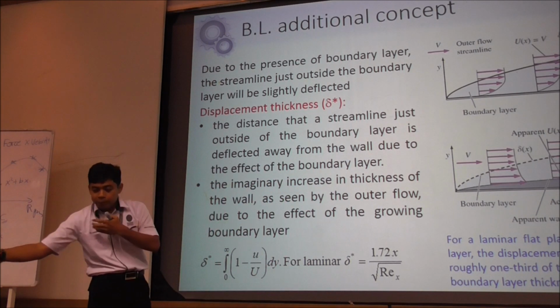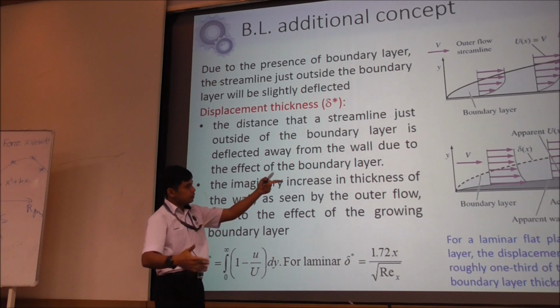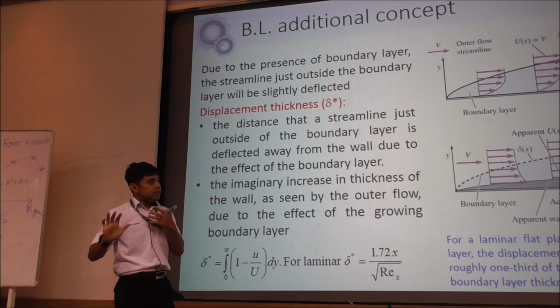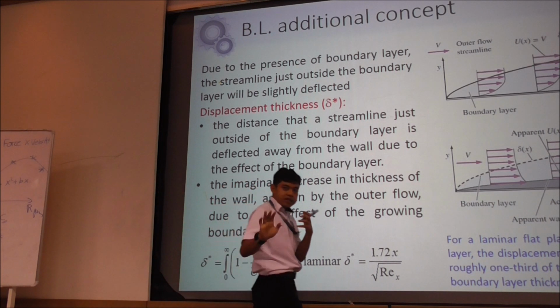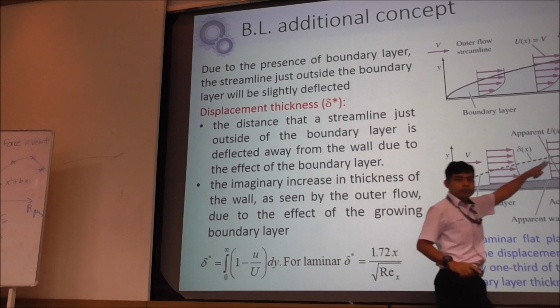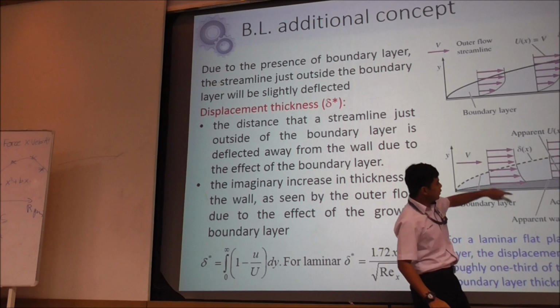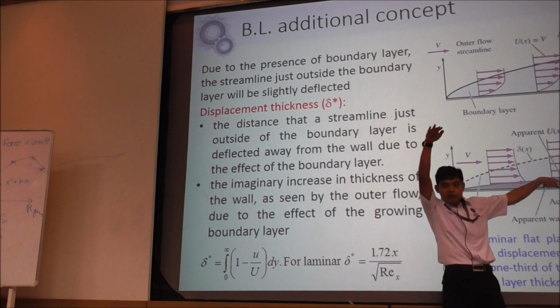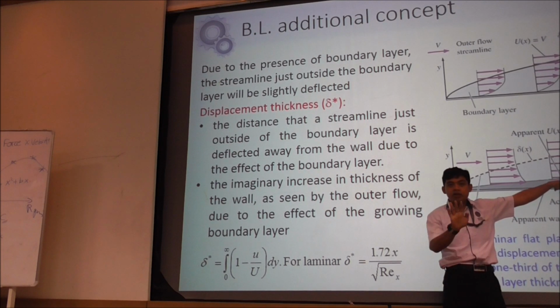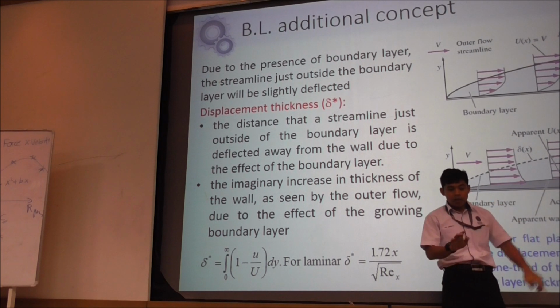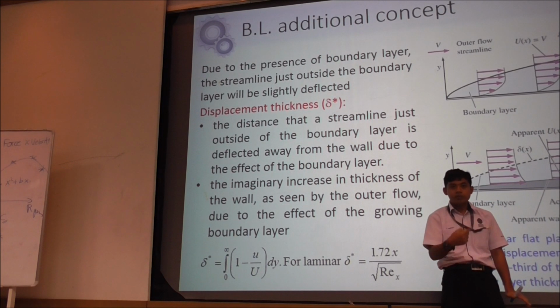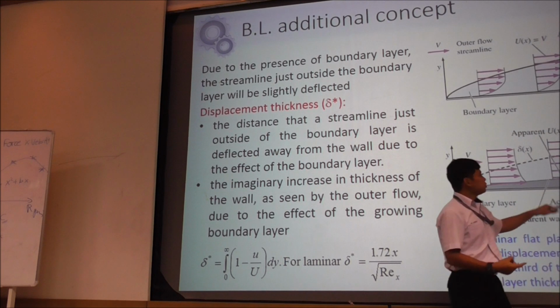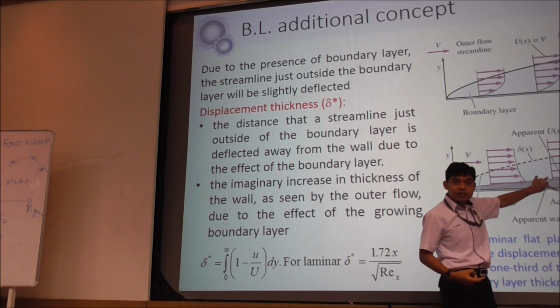So, due to the boundary layer, the apparent thickness of the wall is increased as you go further. Okay, so this is your real wall, the actual wall, but for the fluid far away, this is the apparent wall. It is not the real wall. Apparently, this is the wall. So they look at it and say, oh, why is the wall closer to me now? Okay, so what is the effect of this?